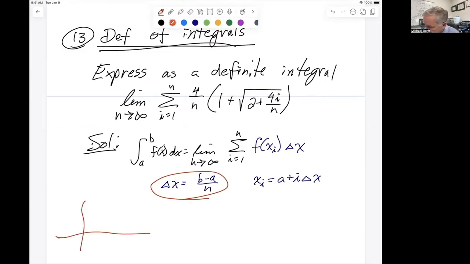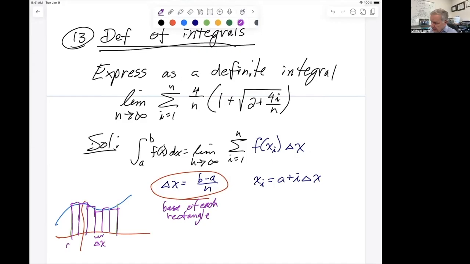So we've got some curve here, and we're trying to figure out this integral, the area under the curve here. And what do we do? We make a bunch of rectangles. So we have a bunch of rectangles here. And delta x is the base of all these rectangles, okay? And they're all going to be the same length here. So we're taking the total length here from a to b, and we're just dividing it into the number of rectangles we have, which is n. The x sub i is then the right endpoint that we get here.